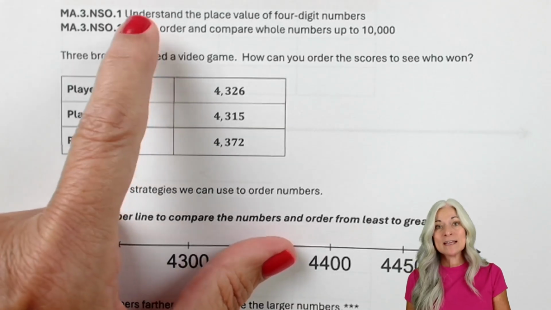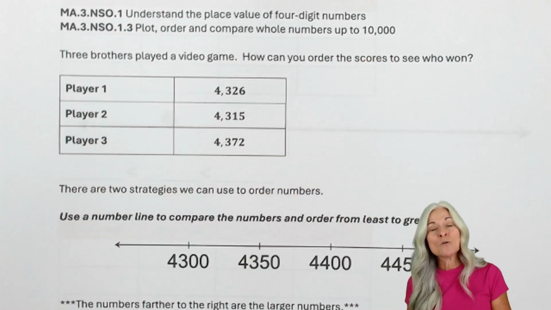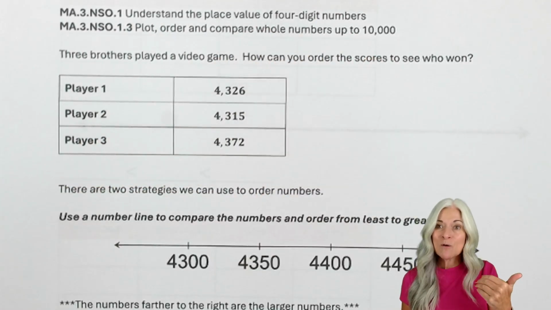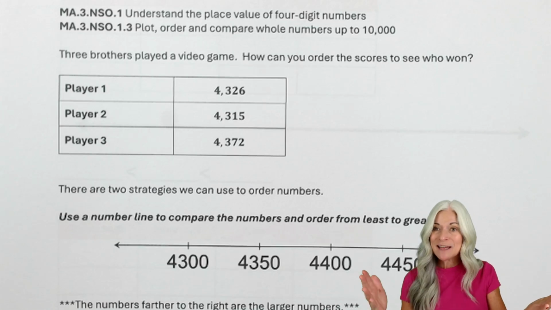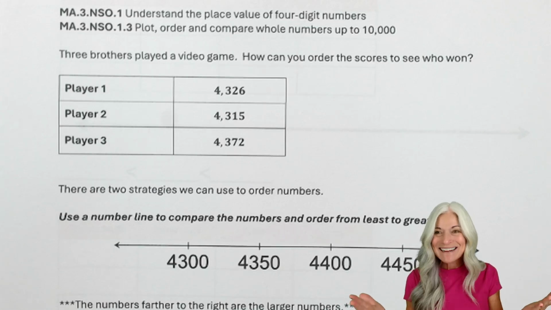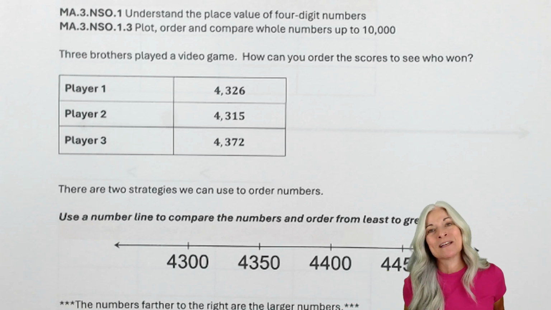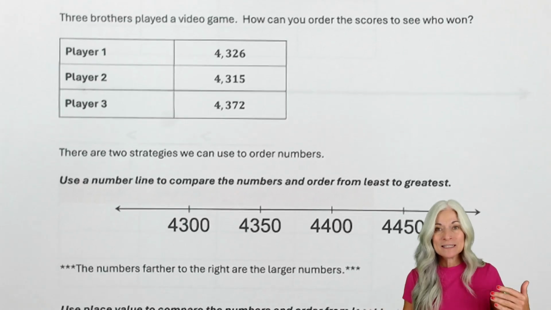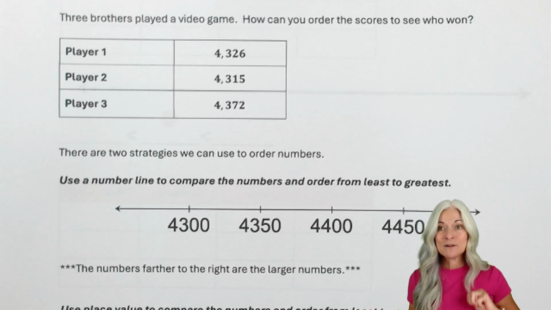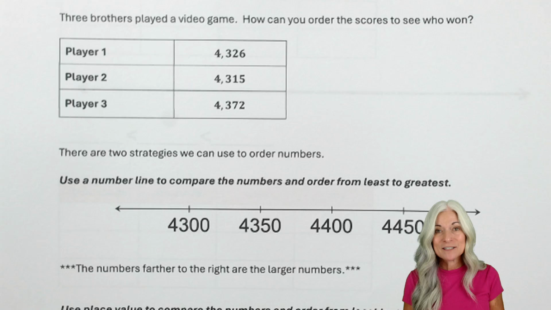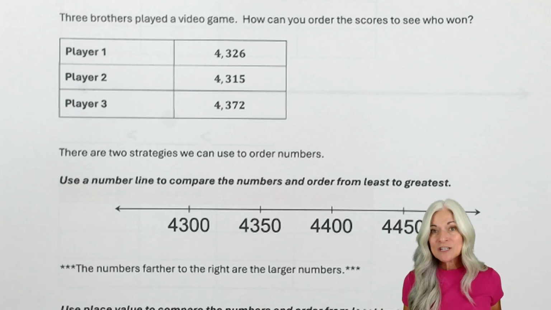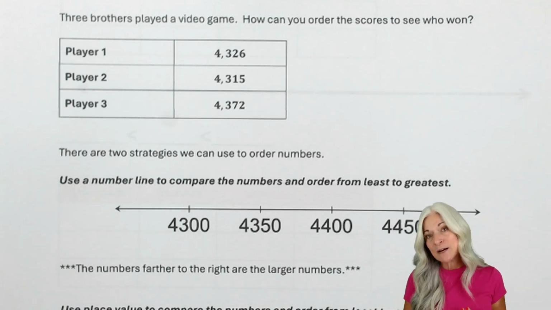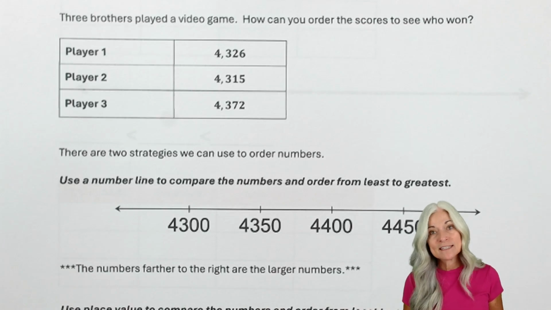So yesterday we plotted and compared whole numbers. Now we're going to also be ordering those, but they'll still be plotting and comparing as a part of ordering. So you have a problem similar to this to open up with the students. Really, the only difference between today and yesterday is three numbers, and now we're putting them in order from least to greatest. Same strategies. We can use the number line to compare the numbers and order them from least to greatest.